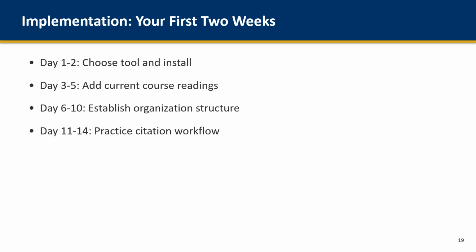Days 6 through 10, establish your organizational structure. Create folders for current projects and courses. Develop your initial tagging scheme. Decide on your PDF naming convention and storage approach. Apply these structures to the sources you have already added.